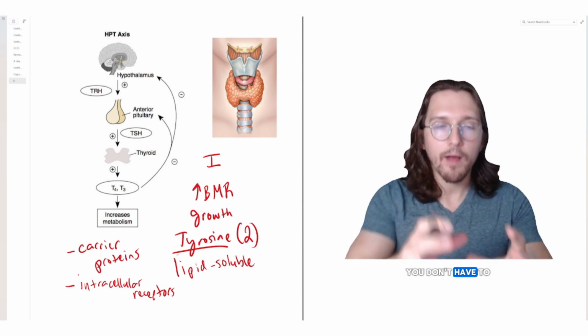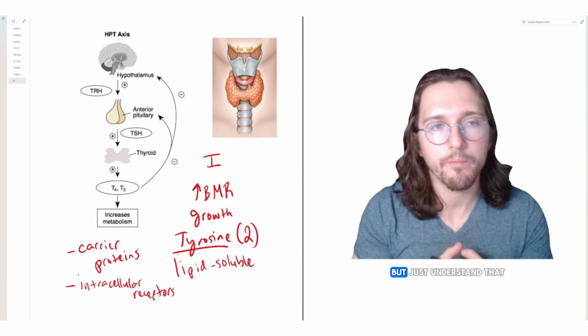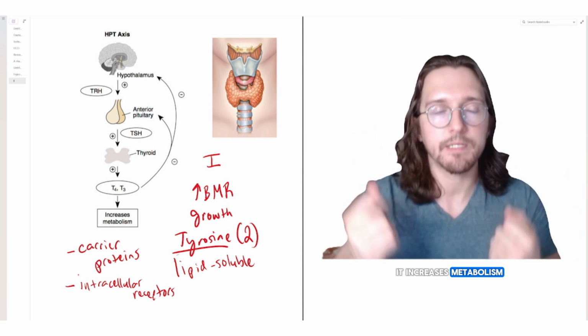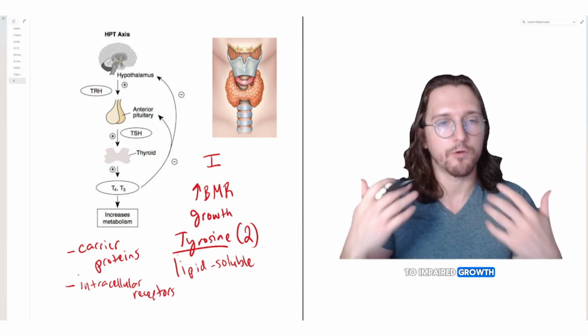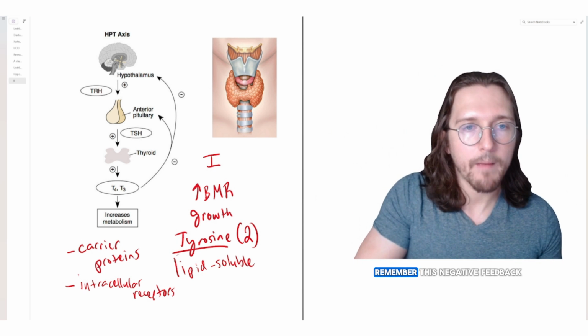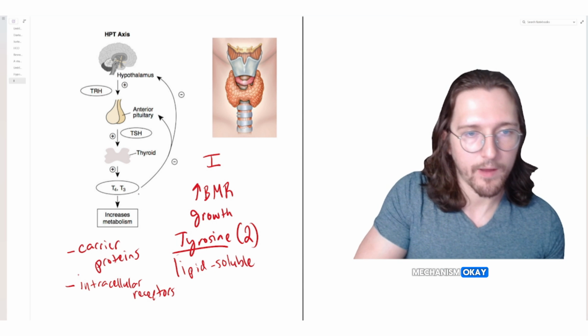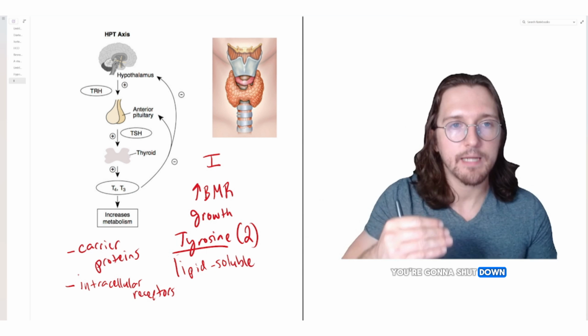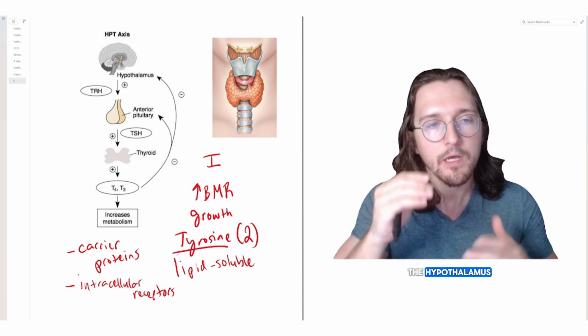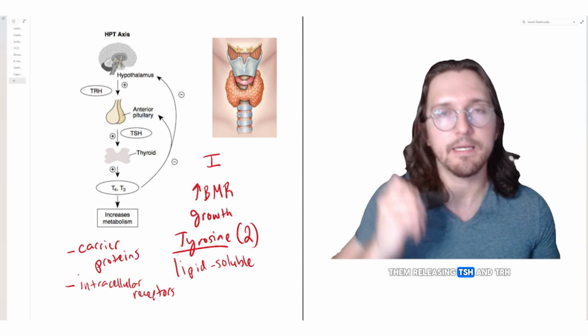And then remember, you don't have to remember all the functions of thyroid hormone, but just understand that it increases metabolism and it's really important for growth. So deficiencies can lead to impaired growth. And then really importantly, remember this negative feedback mechanism, that when you have increased levels of T4 and T3, you're going to shut down the pituitary gland and the hypothalamus, specifically with respect to them releasing TSH and TRH.